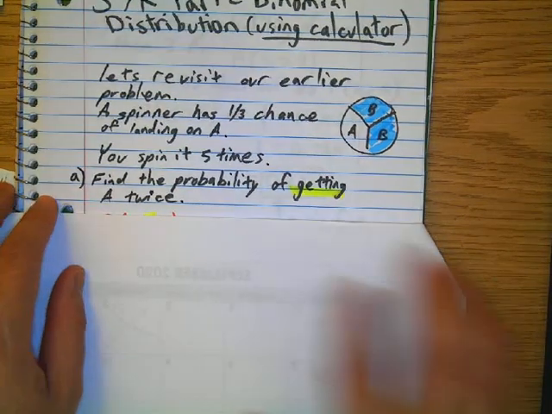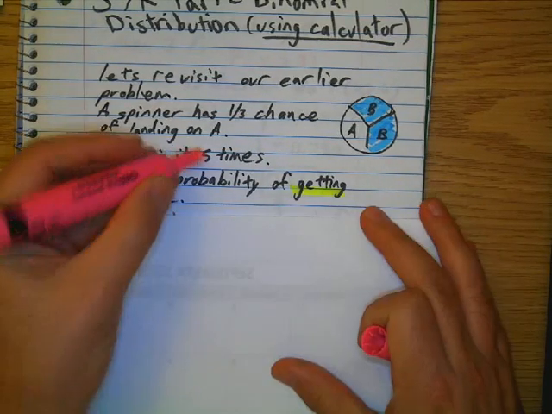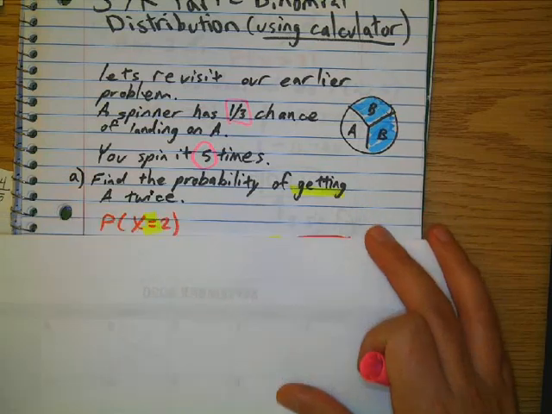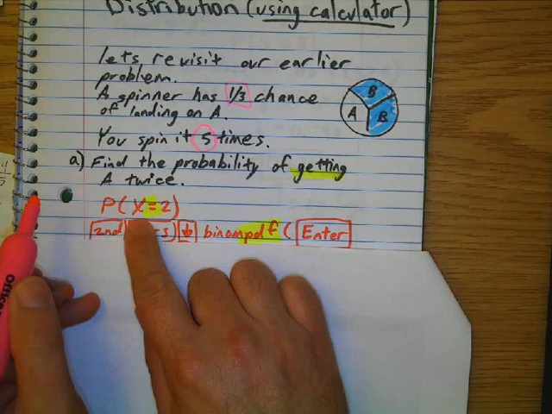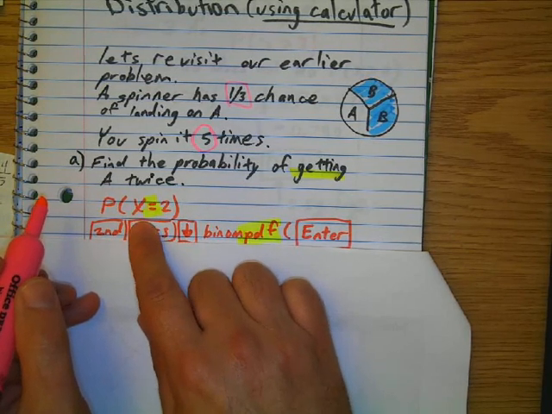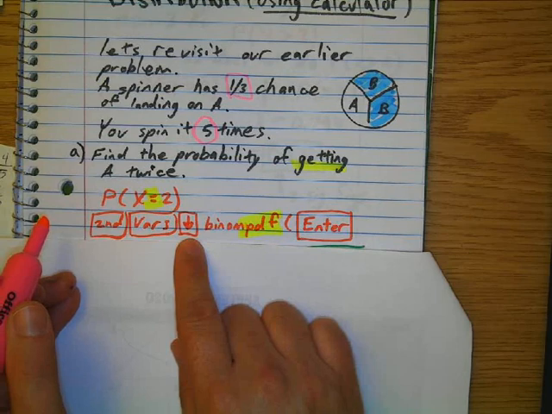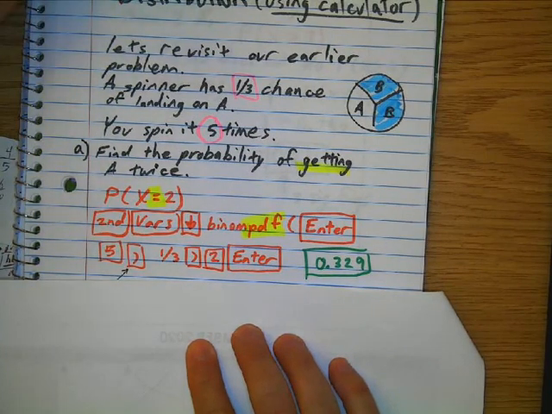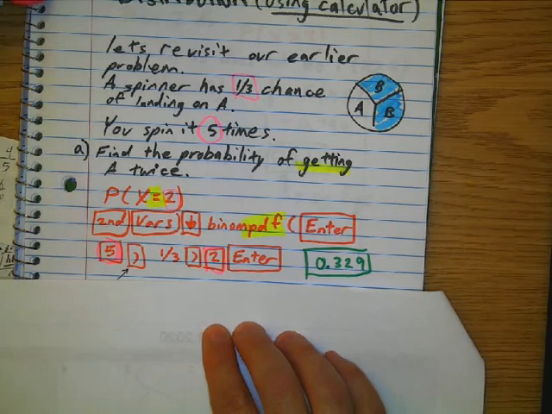Okay, so now we can just do this using our calculator. So we know that we're spinning it 5 times, and we've got a third chance of success. On my calculator, if we want the probability of getting it twice, we're going to do P with the random variable being 2. I just hit second var, arrow down, binom PDF, enter, and these values here. So we're going to have a 5, because that's how many times we're spinning it, a 2, because this is equal to 2, and let's do this on the calculator.